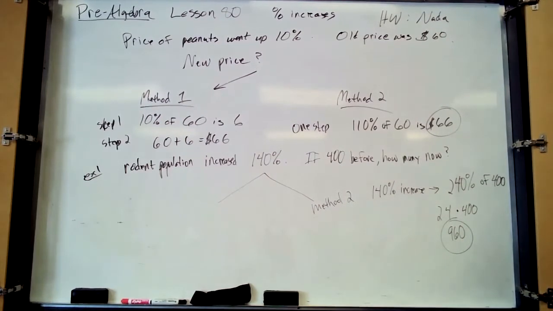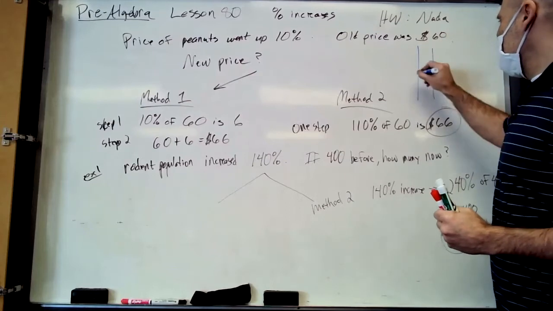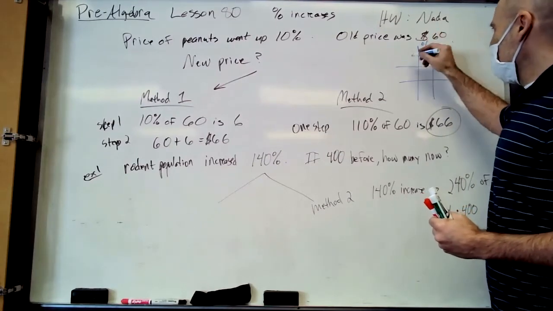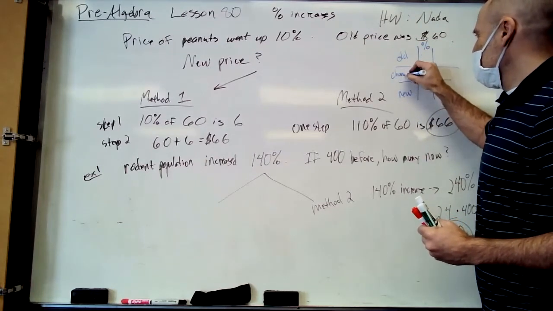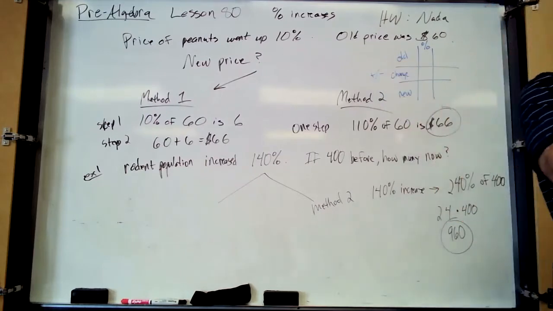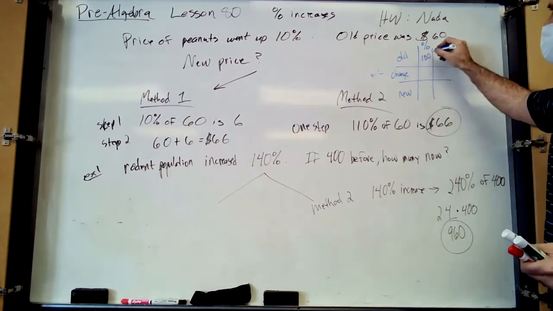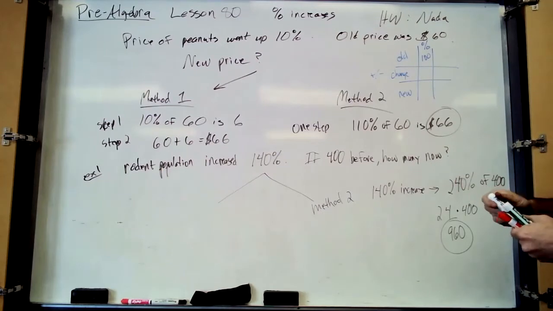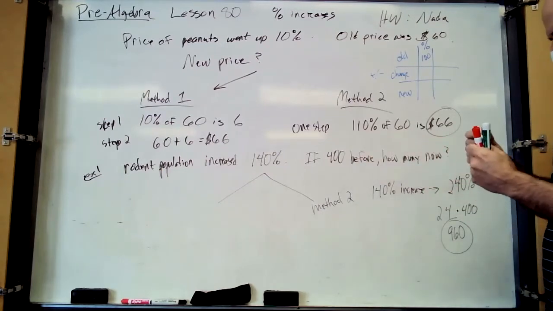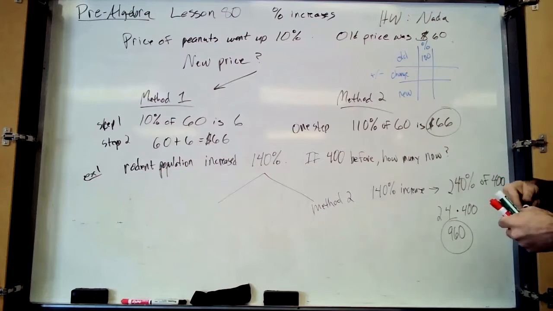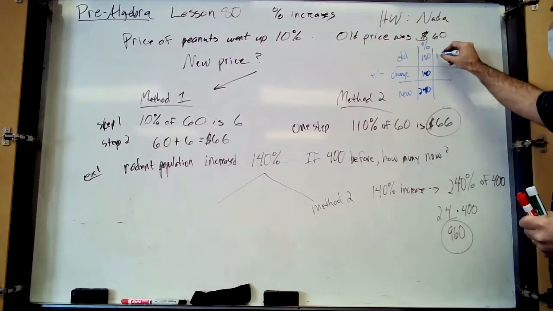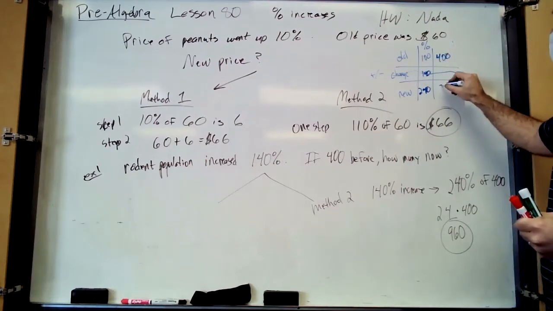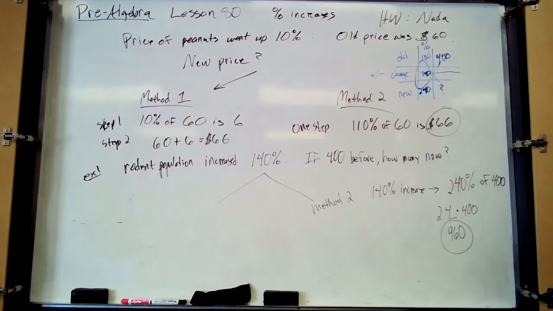Now, when you don't know, look at this. If I did this, you have your old, your new, and then you have your change. So you're going to either add or subtract a percent increase or percent decrease, okay? So your old is always 100. In this case, you're adding 140%, so look, you're going to have 240%. The old was 400. So now I want to figure out the new. I can do method two and I'm done.